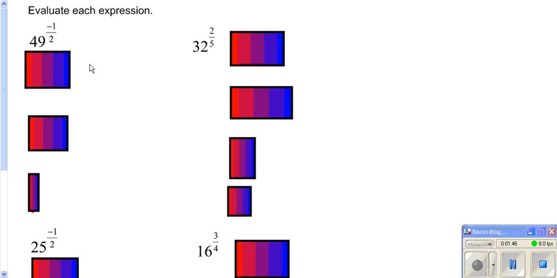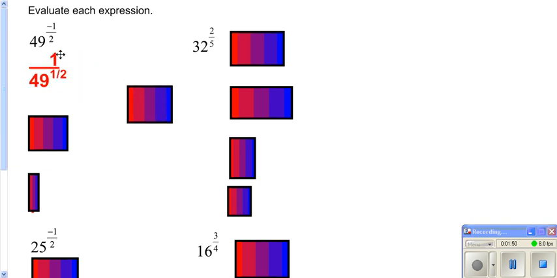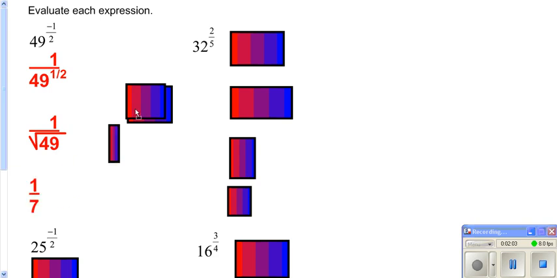So we want to go ahead and simplify this. It's a negative exponent, so we'll make it positive by putting it in the denominator. So it's 1 over this. So the negative exponent just moves it to the other part of the fraction. A 1/2 power, you should remember, is the same as the square root. The square root of 49 is 7, so it's just a 1 over 7.